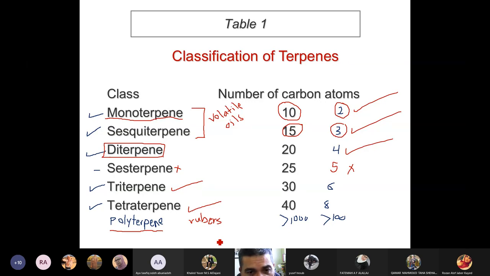Now, after 2 minutes, you will realize that every day, every moment, and now, at this time, while I'm talking with you, you are dealing with one or more of these compounds. So relax. The first two, the monoterpenes and sesquiterpenes, together we call them volatile oils. Volatile oils are secondary metabolites which are responsible for the odor of the plant, and they are so called because they evaporate at room temperature.